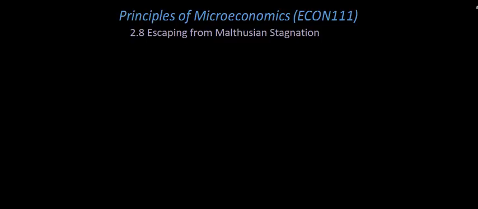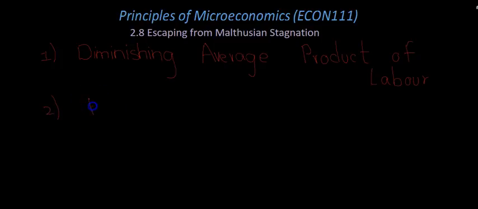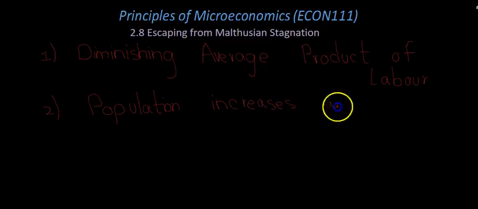First of all, we need to know what Malthus had to say, because we have studied it before. We just need to revise it. First, he said that there is a diminishing average product of labor. I hope you guys understand what this means, because we have covered all this in previous videos. And the second point, he said that population increases when real wages rise. So these were the two things Malthus said, and he was right.